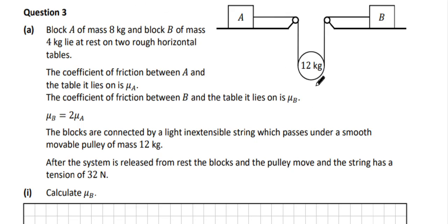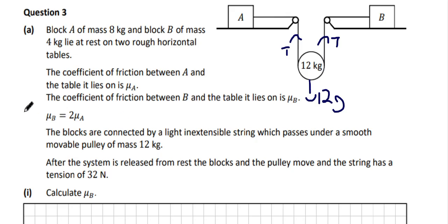Okay, so let's start off with the movable pulley. What do we think is happening? 12G going down, tension going up. But we know the T value is 32. Just keep that in mind when we're doing this, okay?